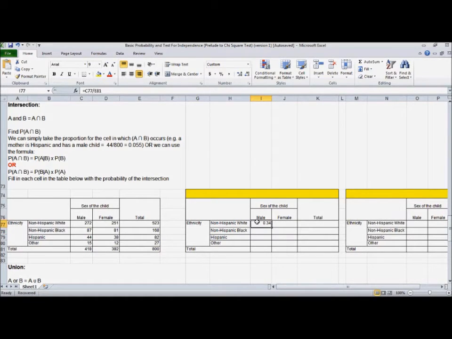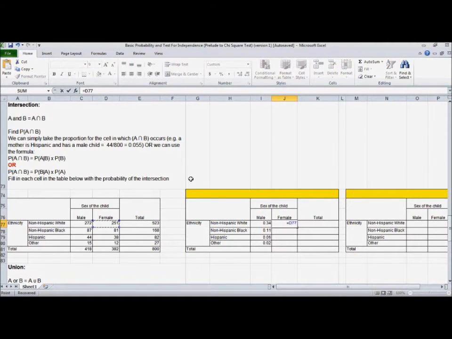Now if I wanted to do that for all of these cells, the easier way, because we want to keep dividing by the total, is to click my 272 divided by, and throw in my dollar signs for the cell E81. E81, and I get 0.34. But now what I can do is drag this formula down, and I will get all my probabilities here. So you see that I could do the same thing for these cells here.